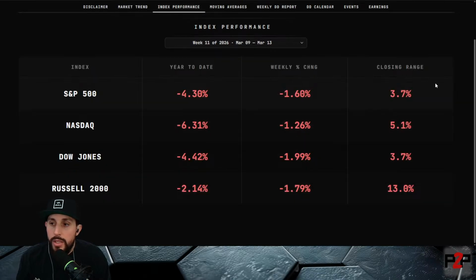Index performance. The S&P for the week was down 1.6%. NASDAQ was down 1.26%. Dow down 1.99%. And the Russell 2000 down 1.79%. All of them closed in the bottom single-digit percentages of their closing range, so really closing near the lows for the week. That leaves us with the S&P down 4.30%, NASDAQ down 6.31%, the Dow down 4.42%, Russell down 2.14%.